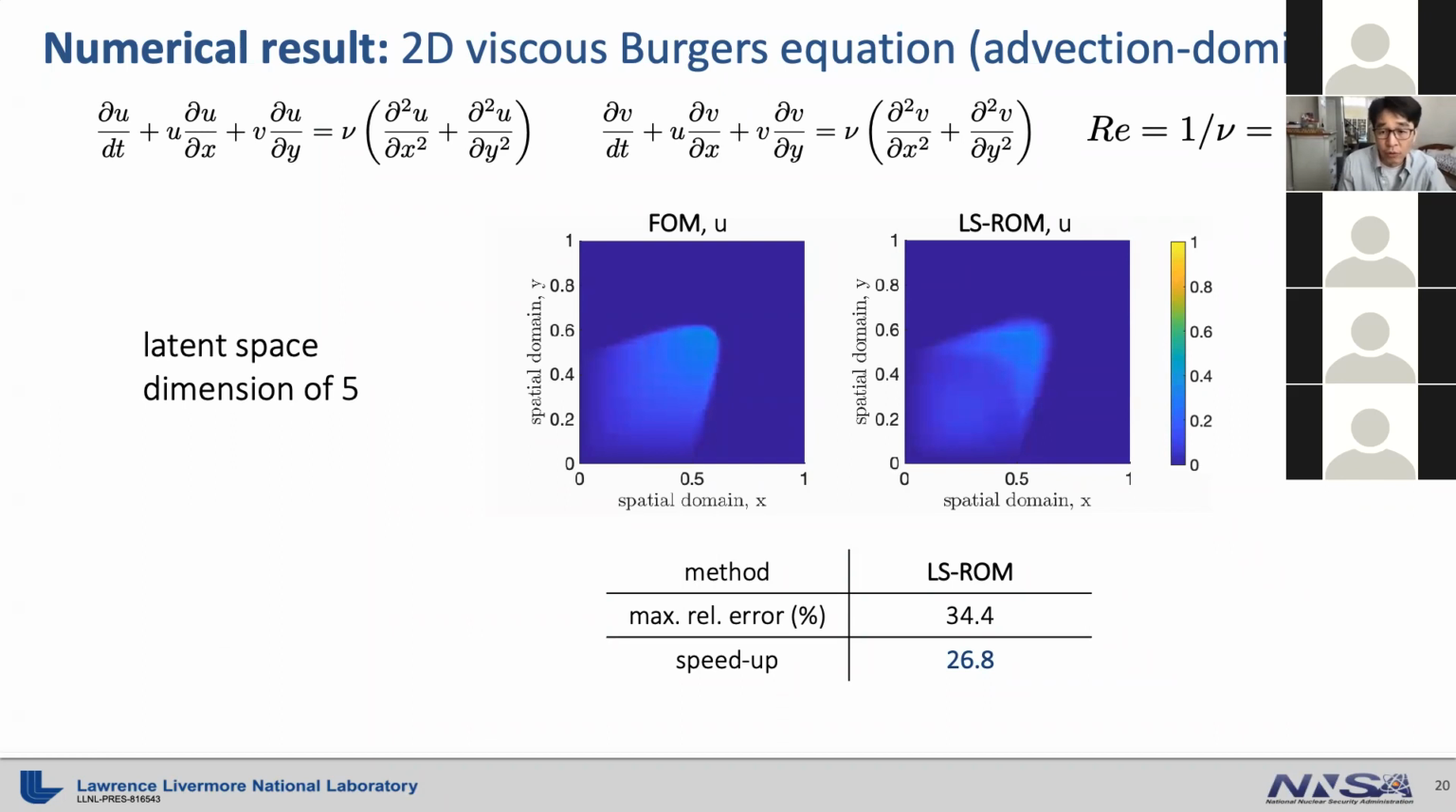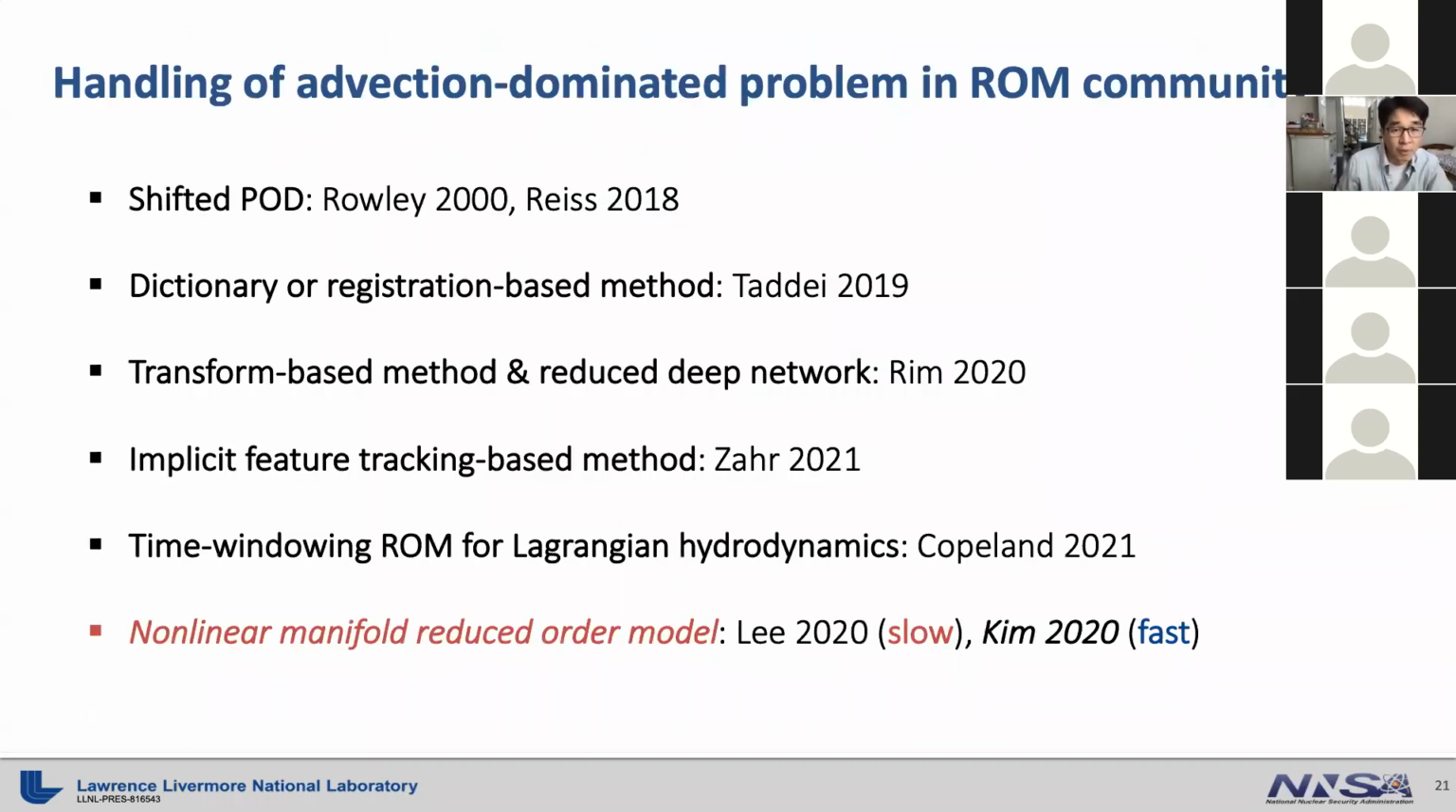In order to address this issue, we are going to transition from linear subspace solution representation to nonlinear solution representation using nonlinear manifold reduced models. Before I go into the nonlinear manifold reduced models, addressing this limitation of linear subspace reduced models for advection-dominated problems is so important that many researchers came up with their own solutions. For example, the shifted POD, proper orthogonal decomposition, by Rowley and Reiss, and the registration-based models by Tommaso Taddei at INRIA, and Radon transform-based reduced models and reduced deep networks by Donsub Rim, and also the implicit feature tracking-based method by Matt Zahr, and the time-windowing reduced models for Lagrangian hydrodynamics by our own folks, Dylan Copeland. All these are available as potential solutions.